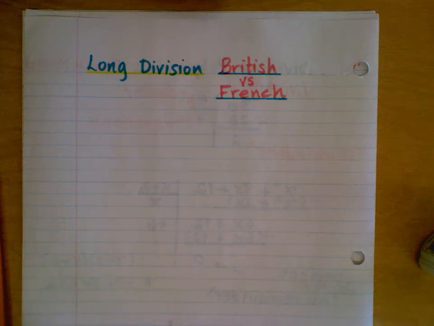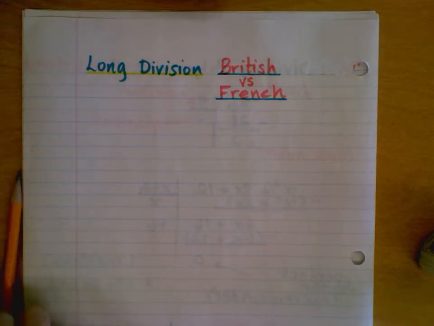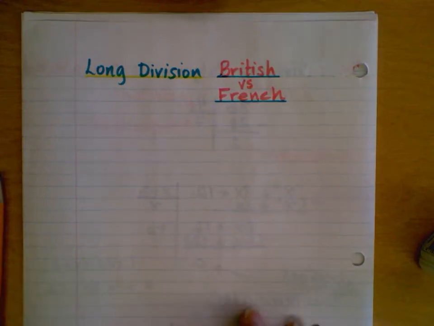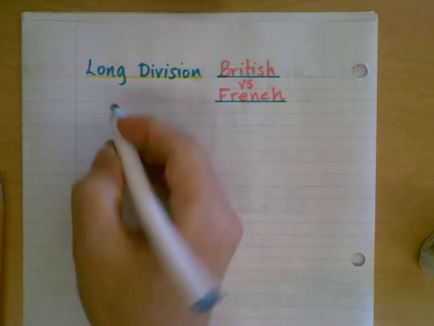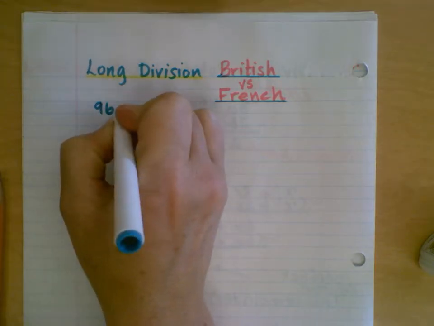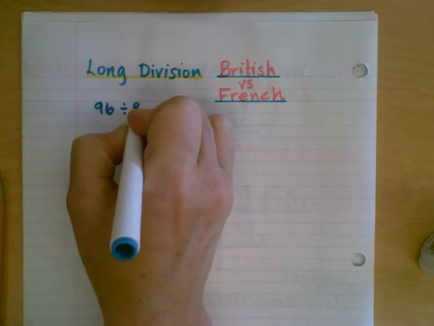Hello, in this video I'm going to compare two different methods for showing the steps of long division. First we'll look at the British method. So the question that we're going to be looking at to start with is 96 divided by 8.